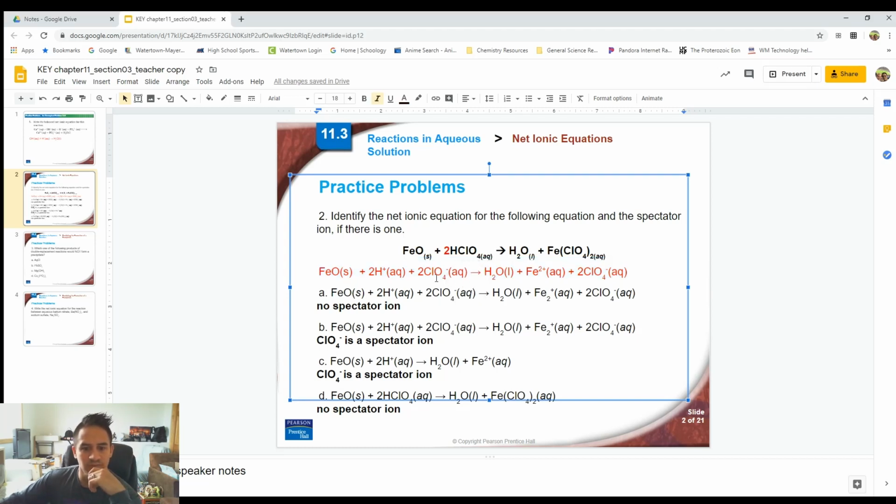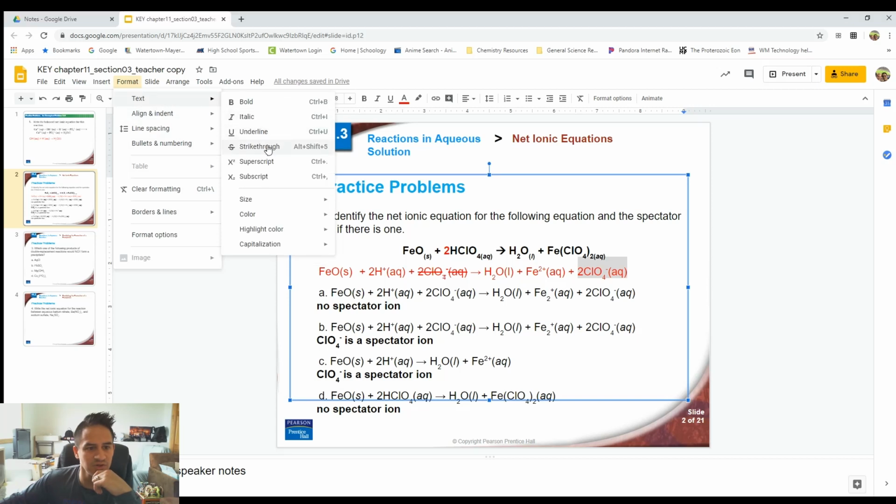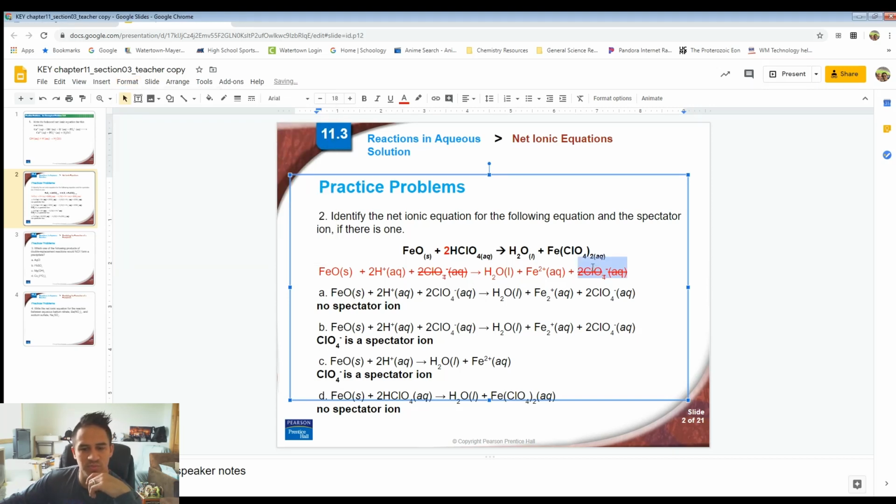All right, so spectator ions, if we look on both sides, what do we see that's the same? This is not the same. That's different. This is not the same. That's different. This, however, is the same. So this would be our spectator ion. So I'm just going to do a little strikethrough here to know that that's our spectator. Okay. So our spectator ion is that, which means of all of our choices, it's either going to be B or C.